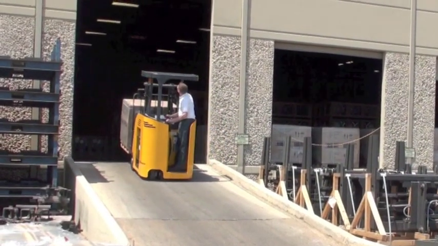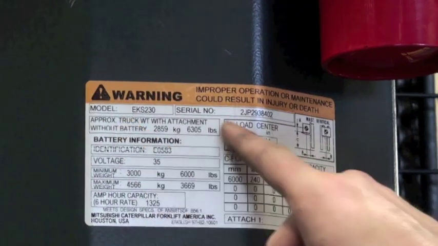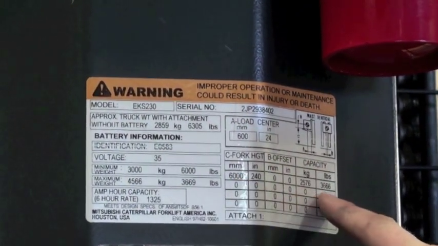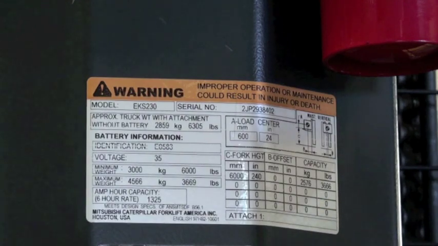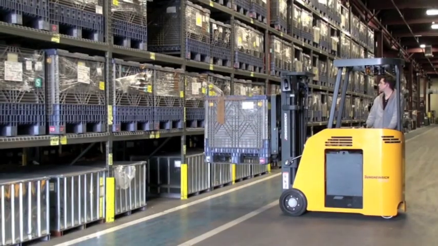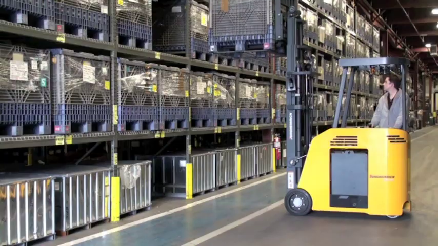By law, every lift truck must have a capacity plate. The capacity plate contains information that is crucial to the safe operation of the lift truck. This information includes the load center, the load weight that the vehicle can safely handle, and the height the load can be lifted with the mast vertical. The total weight of the load must also include the pallet, container, or the device holding the load.